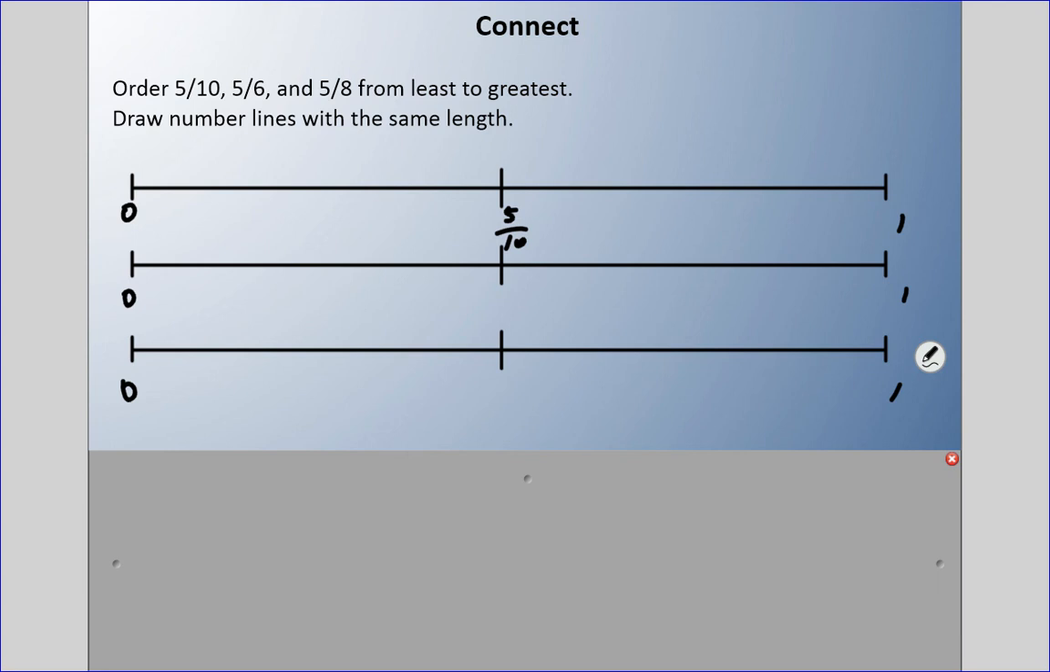And so I'd have to divide these into 10 equal pieces. So 1, 2, 3, 4, 1, 2, 3, 4, 5. So I already messed that up. And so you can see why this might be a little difficult. I have to divide this into 4. That's approximately okay. 6, 7, 8, 9. And so this is where 5/10 would be.